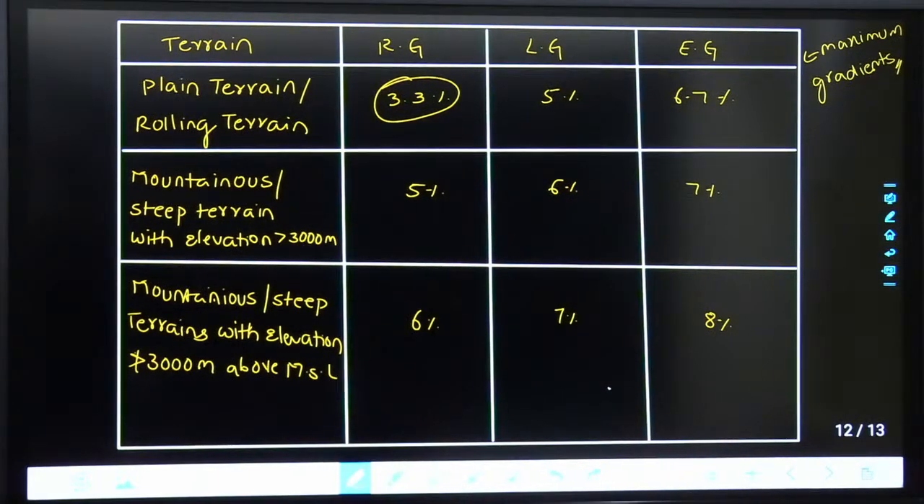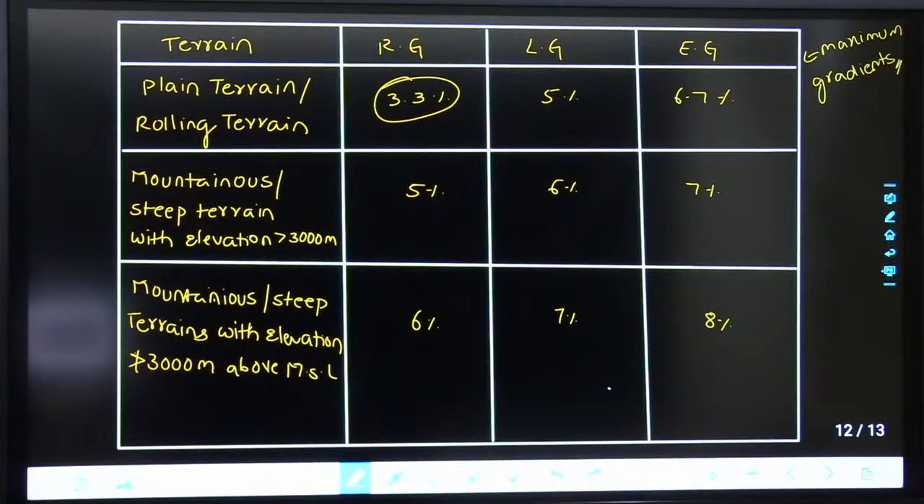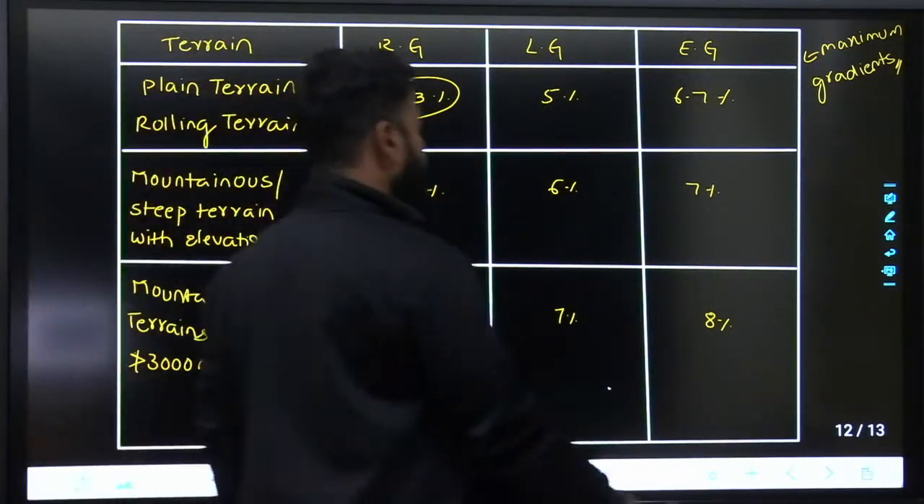What is your doubt? Narendra? Narendra? What is your doubt? No doubts? Fine, thank you. This is the gradient.